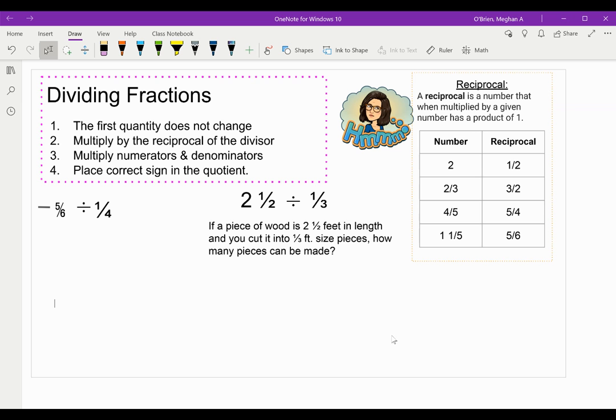So the first quantity in any problem doesn't change because if it's a word problem, it's just whatever you start with. So for example, like 5/6, ignore the negative. Maybe you had 5/6 of a pan of brownies. Like it's a fact, you don't change it. So the first amount will not change.